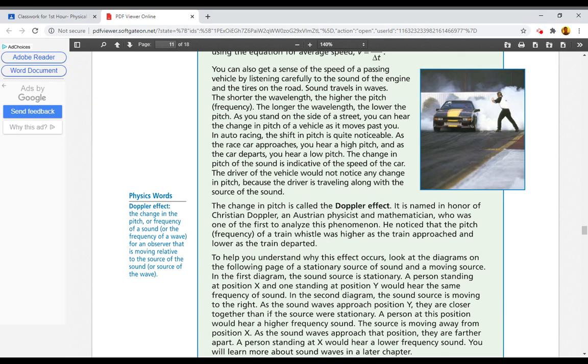The driver of the vehicle would not notice any change in pitch because the driver is traveling along with the source of the sound. The change in pitch is called the Doppler effect. It is named in honor of Christian Doppler, an Austrian physicist and mathematician who was one of the first to analyze this phenomenon. He noticed that the pitch or frequency of a train whistle was higher as the train approached and lower as the train departed.